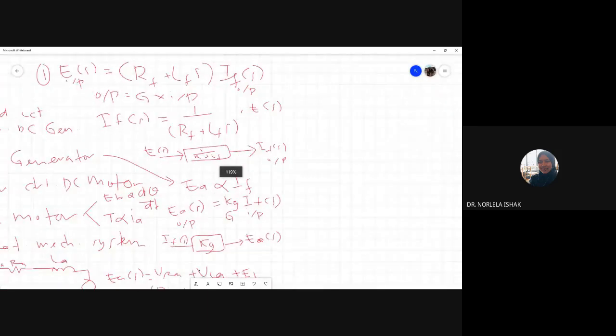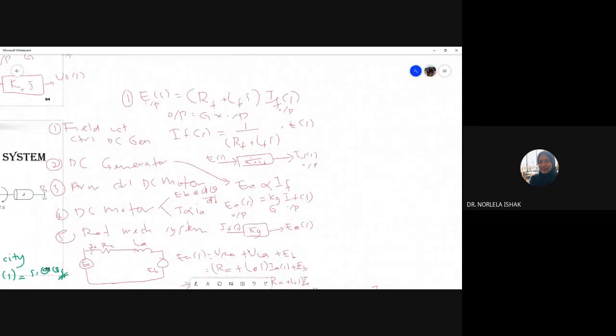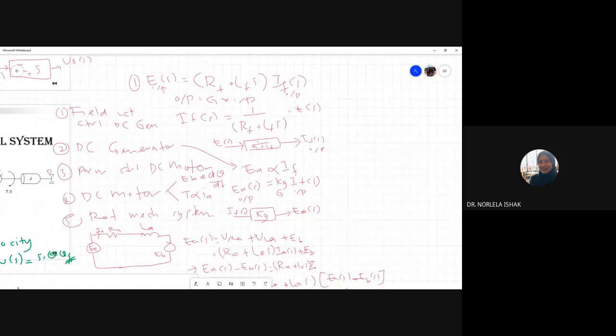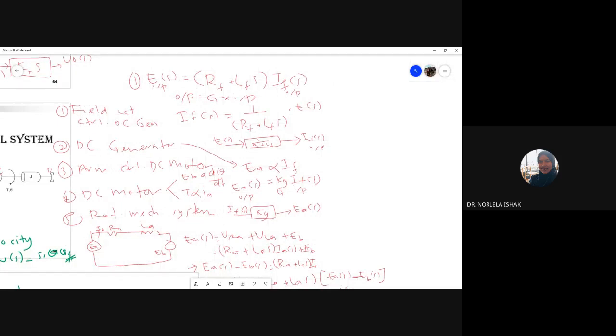So how many individual block diagrams do we have? One for the DC generator, one for the field circuit, one for the DC generator armature circuit, two for the DC motor, and one for the rotational mechanical system. So how many individually? 1, 2, 3, 4, 5, 6. We have 6 block diagrams. Okay, so you have to draw the overall block diagram.